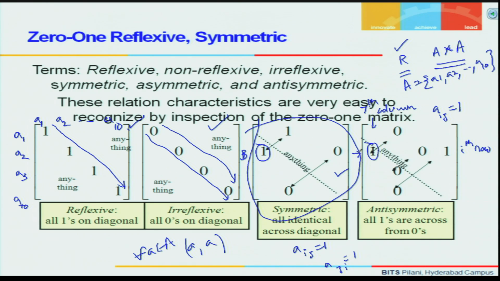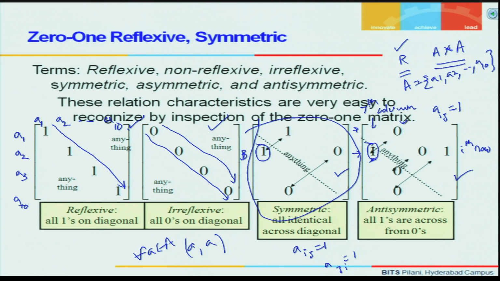When I have got ith row and jth column taking the value 1, and in the matrix I find that A_ji, that means jth row and ith column, is taking the value 0, and this is true for all i, j, then I say that the relation is antisymmetric. If A_ij, the ith row and jth column, is 1 and A_ji, the jth row and ith column, is 0, and this is happening for all i, j, then I say the relation is antisymmetric.